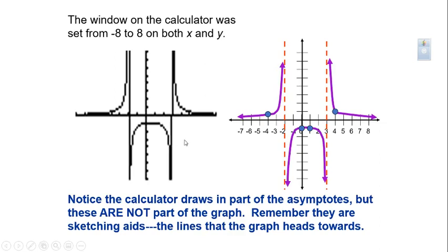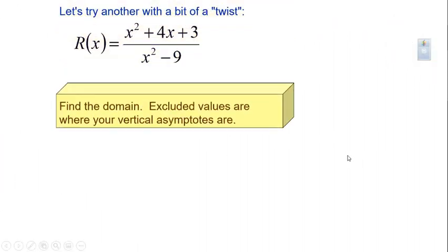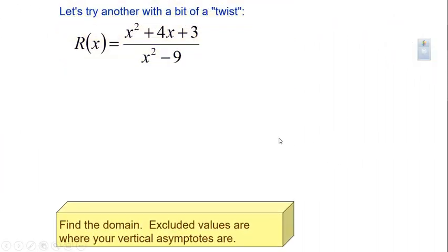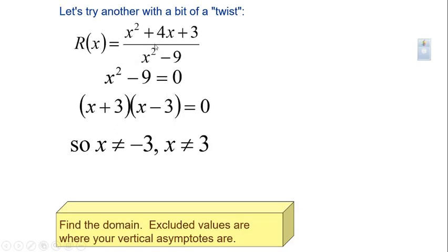All right. The graphing calculator doesn't always show the vertical or horizontal asymptotes, by the way. So let's try another example here. The domain restrictions for this one is x is not equal to 3 or -3. As you can see, we set the denominator equal to 0 and solve.